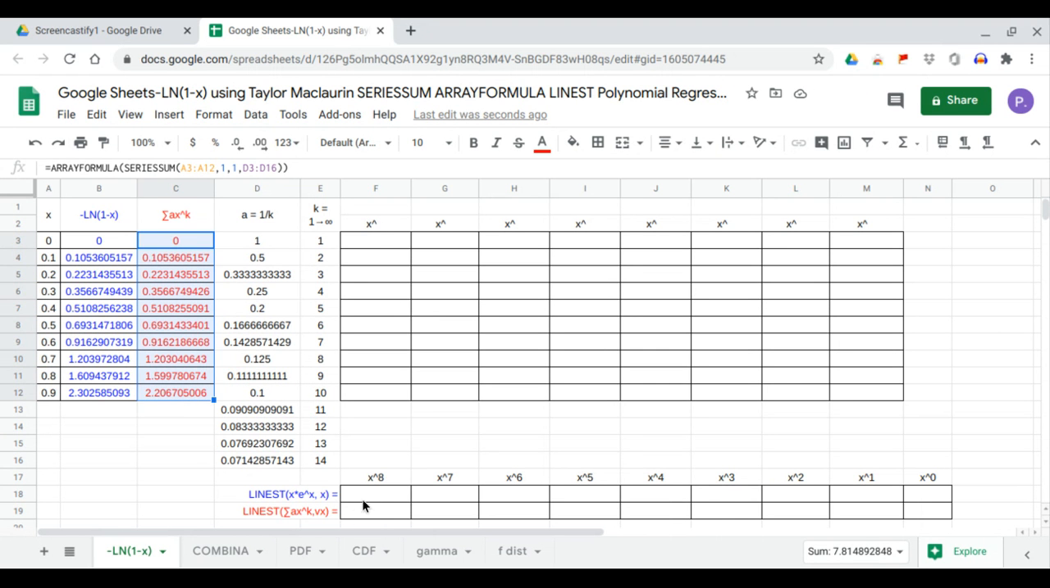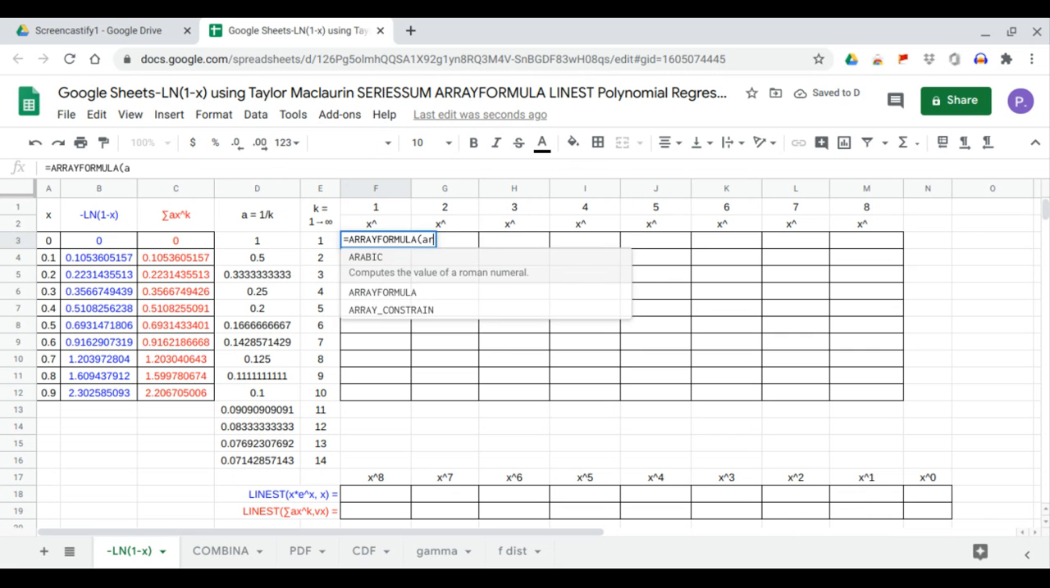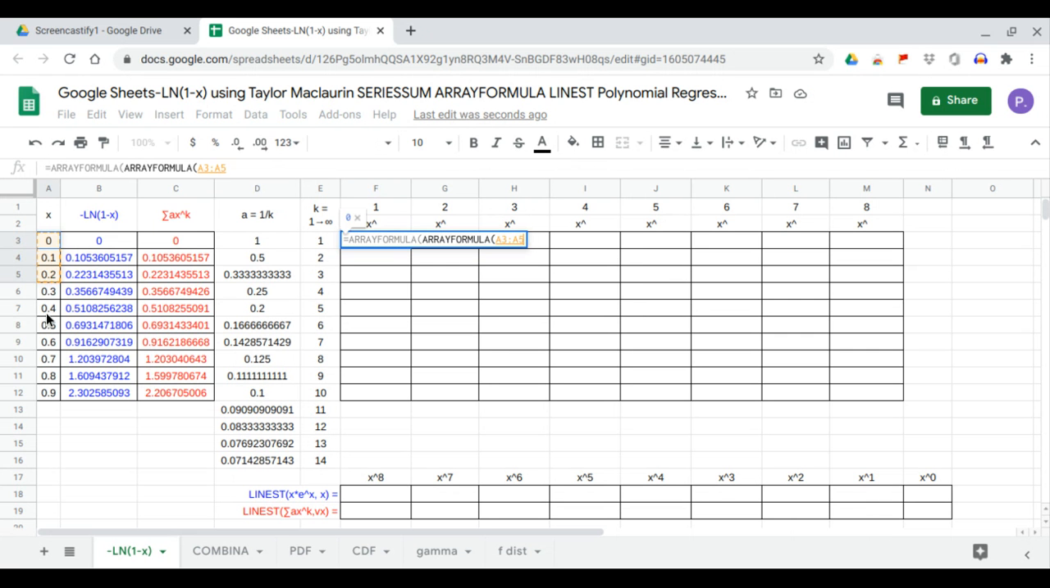Then we generate the regression coefficients using the 1 comma x matrix. We begin with the power transpose 0 to 8, or 1 to 8. And we can now enter the 1 comma x matrix. So array formula of the x values raised to the power 0 to 8.